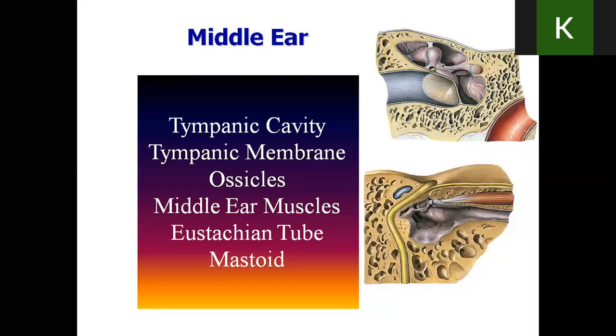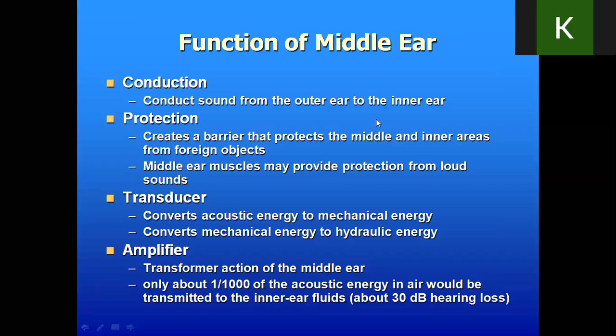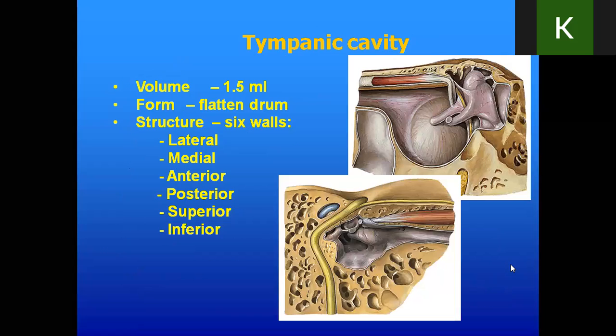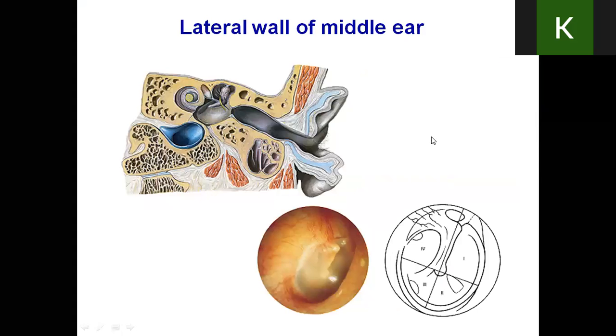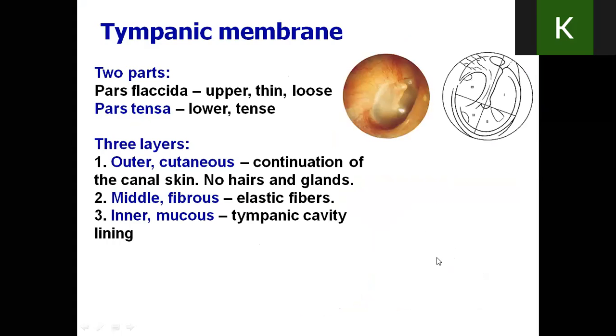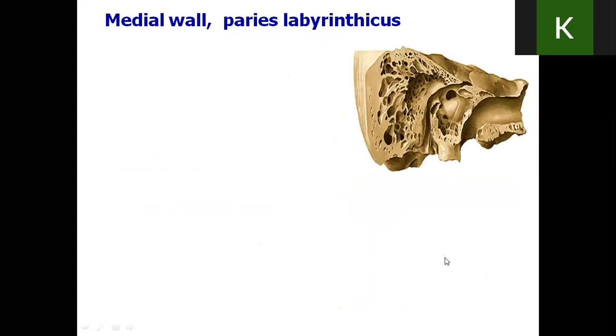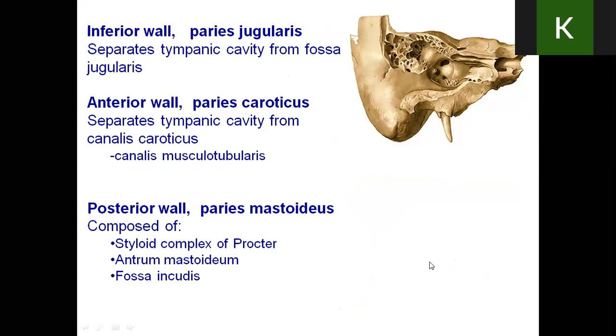This is the middle ear. Middle ear components are very important. And the functions of the middle ear in short: conduction, protection, transducer, and amplifier. Remember these four words. You can then explain those words in your own language. Tympanic cavity is the actual cavity of the middle ear. 6 walls, 1.5 ml is the capacity. The lateral wall consists of the eardrum. The eardrum is also called the myringa. Tympanic membrane is its common name, and its parts and its layers.